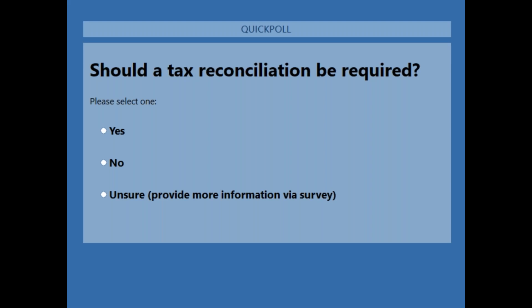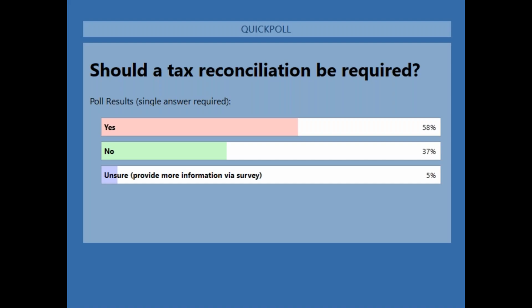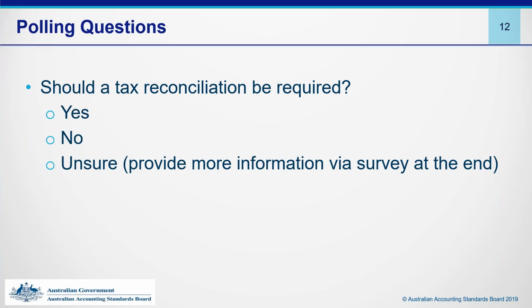We have about 77% who have responded. So it's interesting feedback. 58% say the tax reconciliation should be required, 37% say no, it shouldn't be required, and 5% are unsure. That's interesting results, Mina. Good. Yeah, it's all good feedback, and as I said, in the roundtables it was similarly mixed. So that's something again that we will take back to the AASB when we go in December. So that's good. Thank you.